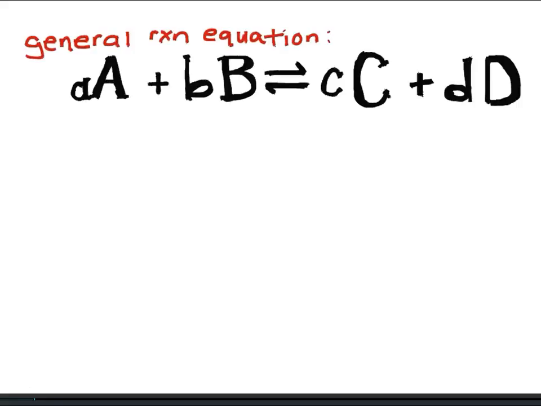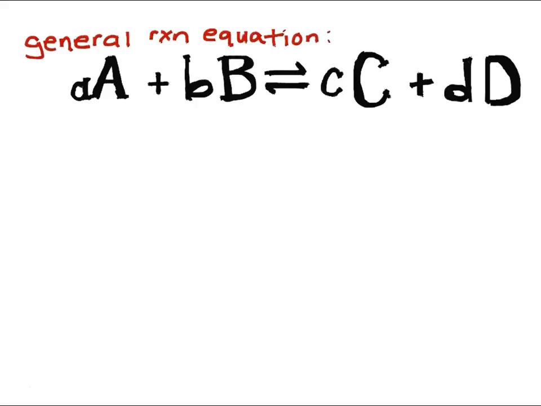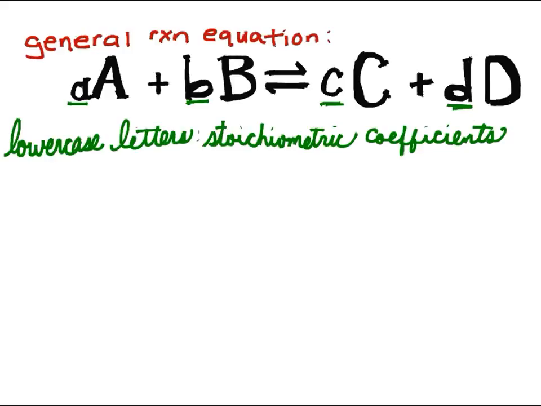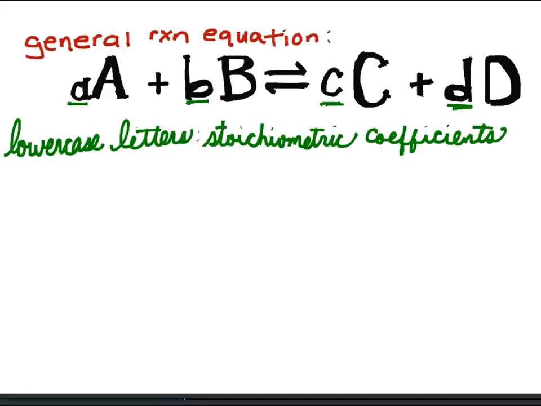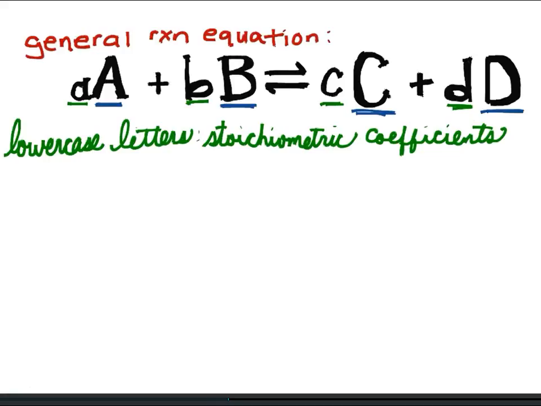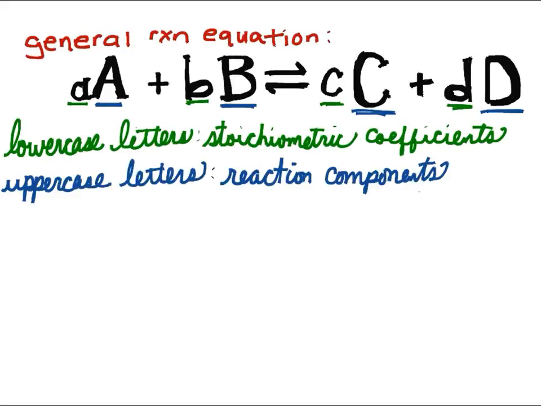So for our general reaction equation that we see here, we have lowercase letters representing stoichiometric coefficients and uppercase letters representing reaction components. A and B are reactants and C and D are products. These lowercase letters, a, b, c, and d, that I'm underlining in green, remember those are the stoichiometric coefficients, so those are going to be numbers. And then the uppercase letters are going to be compounds or molecules or elements, whatever the reactants and products actually are.